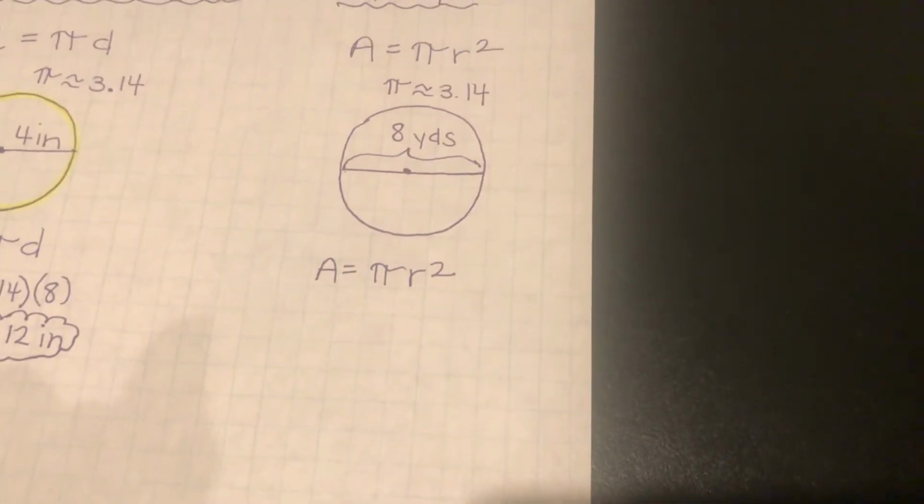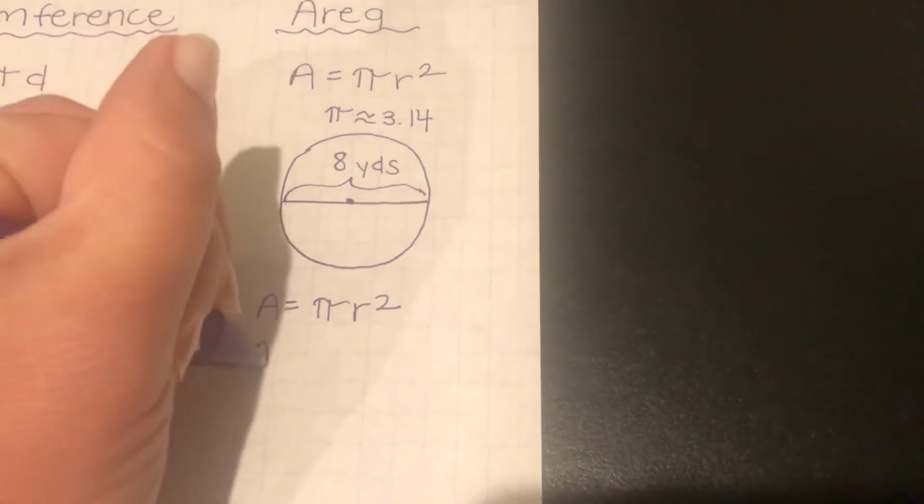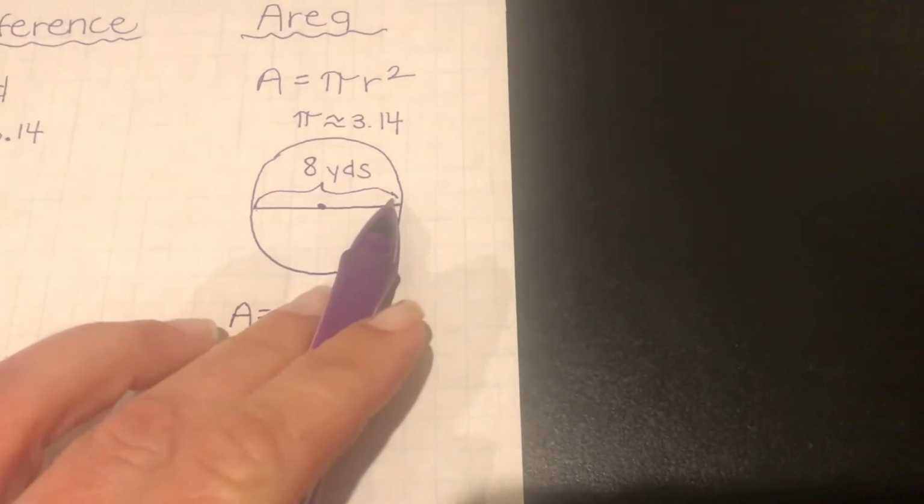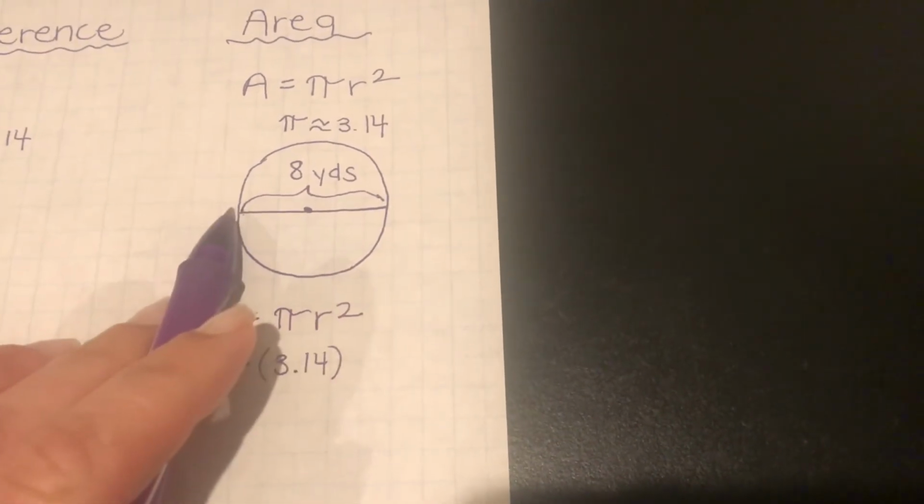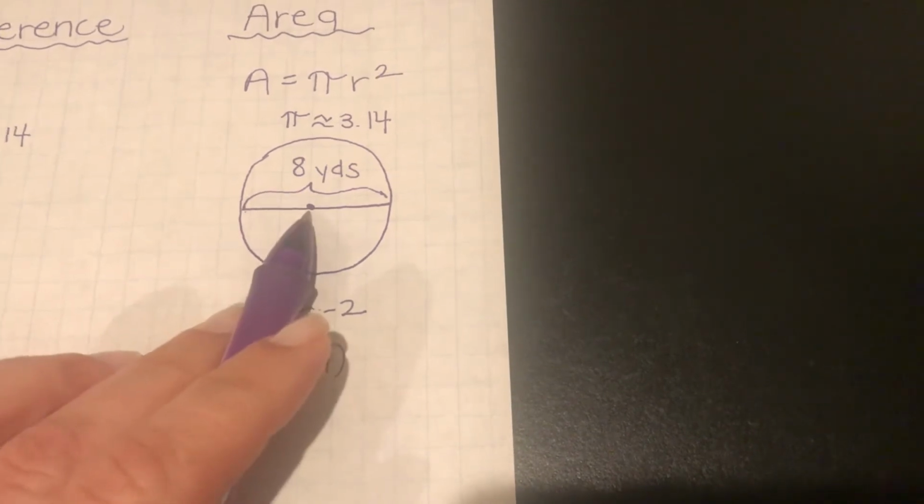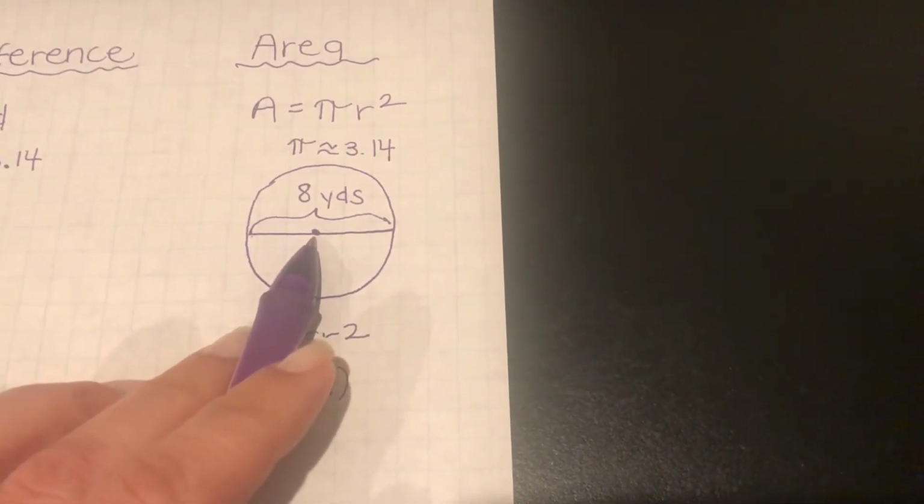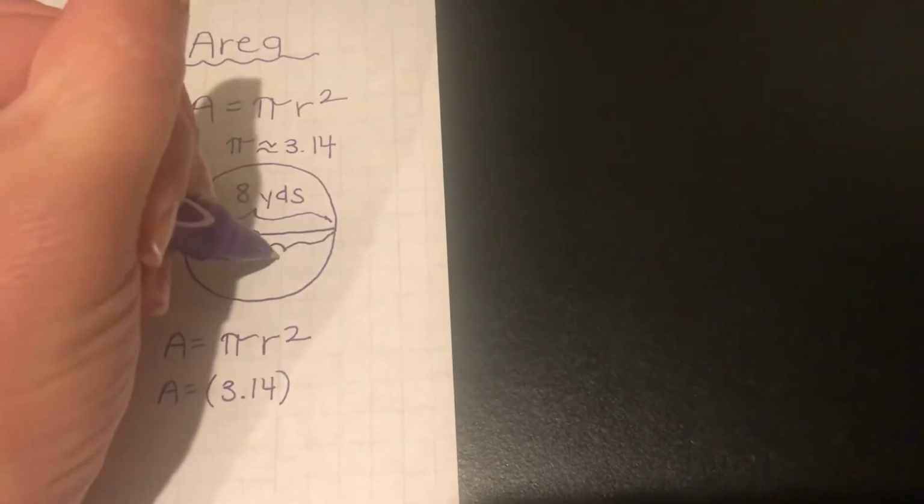And so we're going to use our formula here. Area is equal to pi r squared. And I'm going to substitute in my values. I have pi is 3.14. My radius in this problem is not 8. 8 is the diameter that goes all the way across from one side to the other, passing through the center. So if the diameter is 8 of this circle, that means the radius has to be 4. And that's going from here to here. So 4 yards.